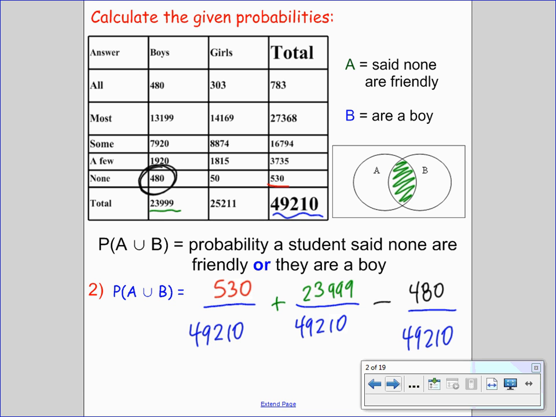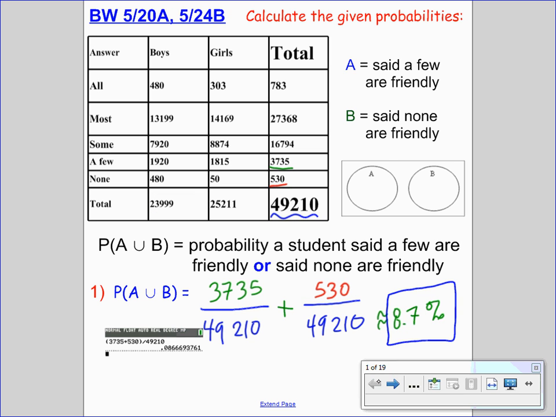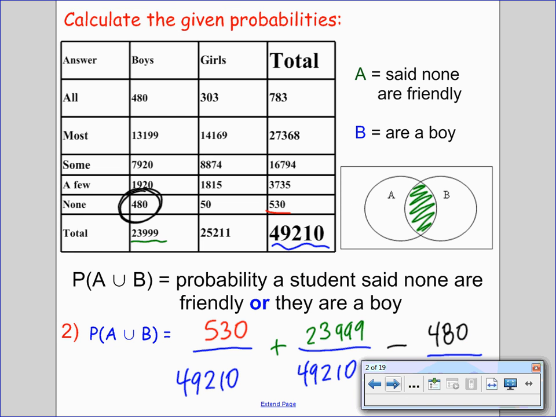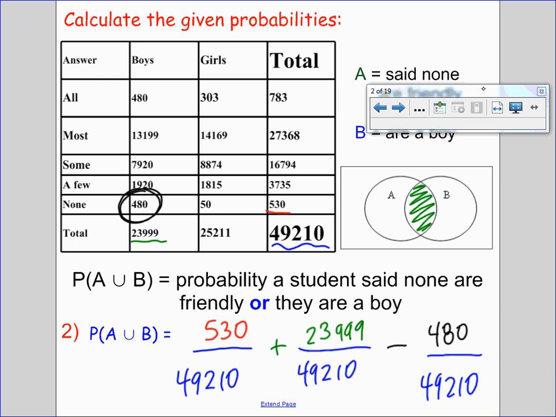So the point of yesterday's activity: if two events are mutually exclusive, that means they cannot occur at the same time, and we calculate their probabilities simply by adding their individual probabilities together. If events are not mutually exclusive, that is overlapping, we still calculate the probability that A or B could occur by summing the individual probabilities. Then we just subtract off that overlap to avoid the double count.